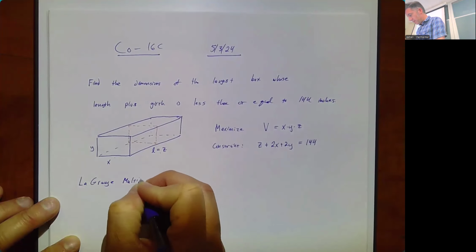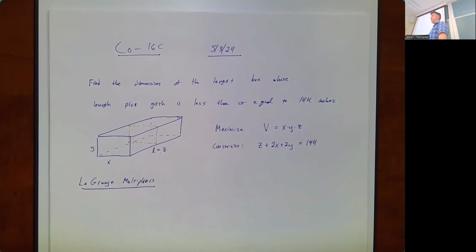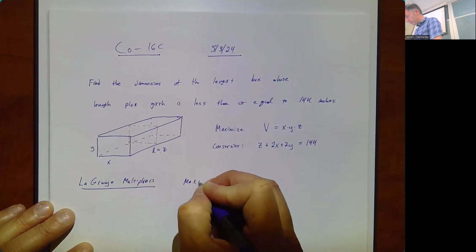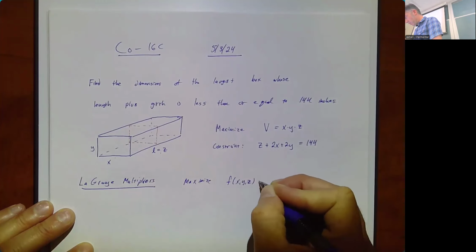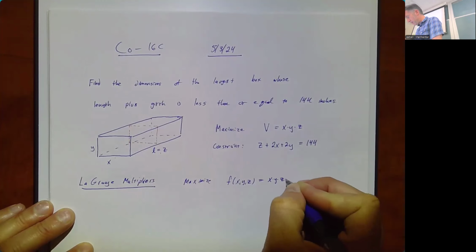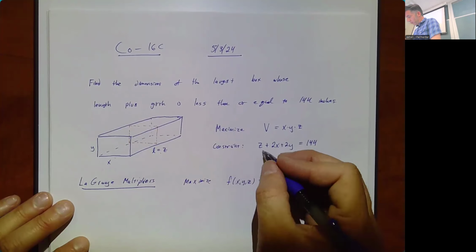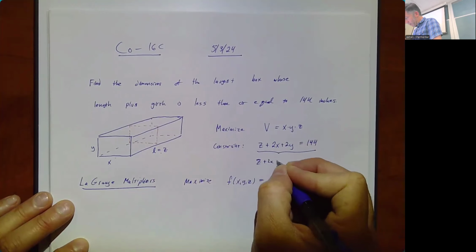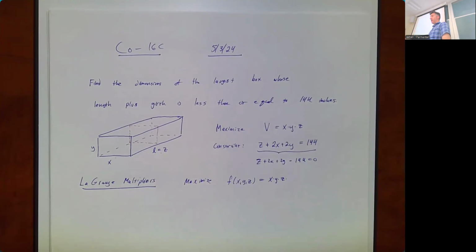And to do this, we do a couple things first. So we typically call the function that we want to maximize or minimize our little f. So we want to maximize little f of x, y, z, which is just x times y times z. And we're going to rewrite the constraint so that it's equal to zero. So our constraint, we're going to rewrite this as z plus 2x plus 2y minus 144 equal to zero. And then we're going to call the left-hand side of that our g of x, comma y, comma z.